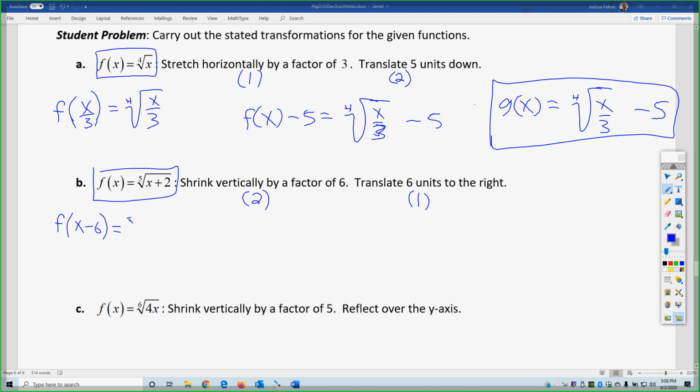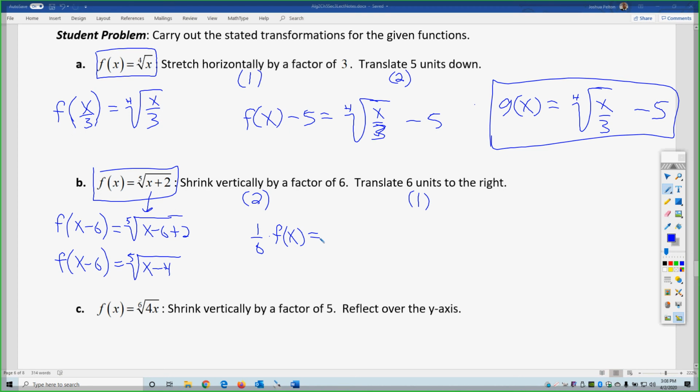So the fifth root, the x is replaced with x minus 6. So f of x minus 6, which moves me to the right, becomes x minus 4. So shrink vertically. So that's on the outside. So vertically is y. Factor of 6 would be 1/6 times f of x, because shrinking would have to be multiplied by a sixth or divide by 6. Either way, you can see what's your choice on that.